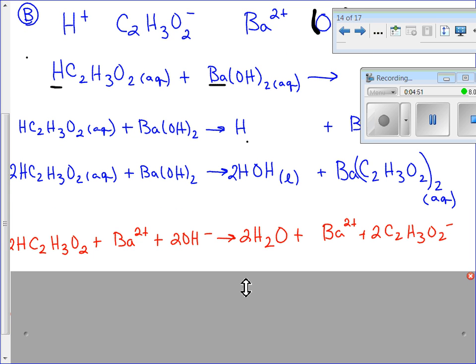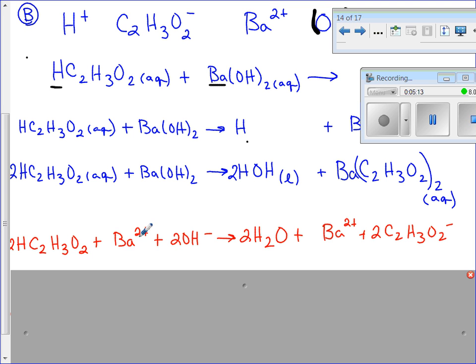Now I'm going to split everything that I can split. Again, the acetic acid, don't split because it's a weak acid. Barium hydroxide is soluble, so I can go ahead and split that into ions. Water is a liquid, don't split it. Barium acetate, absolutely soluble, split it into ions. And then I look and see what's the same on both sides.